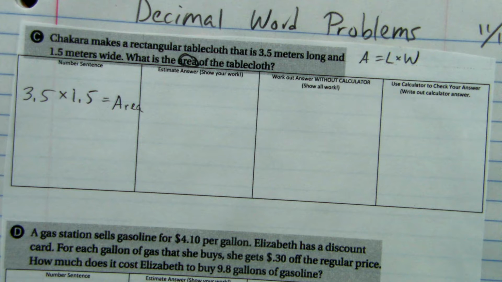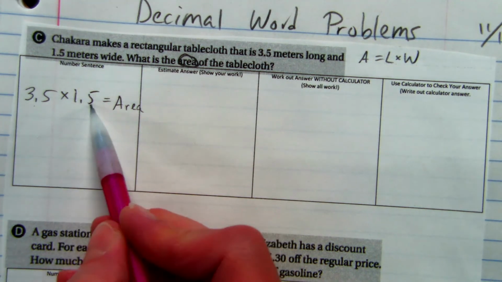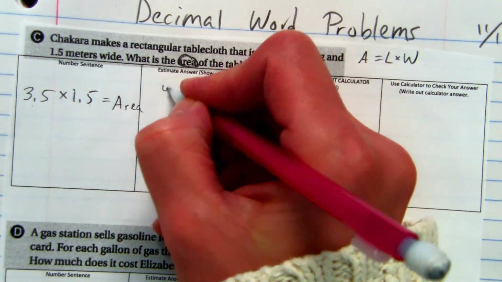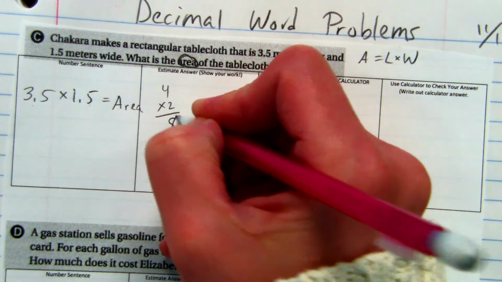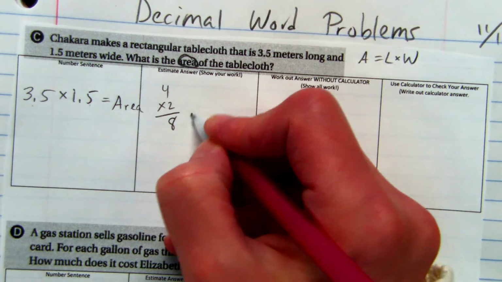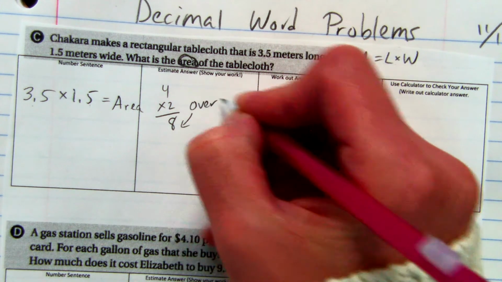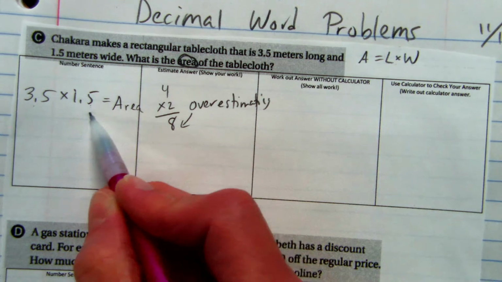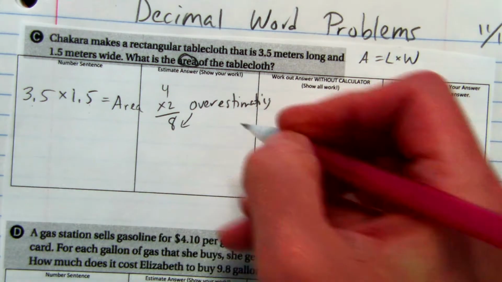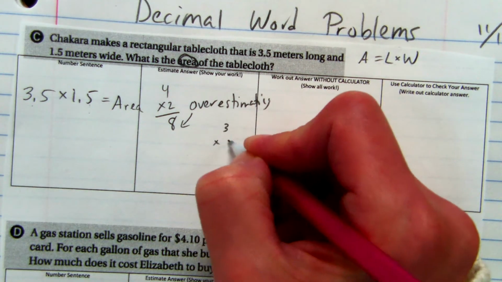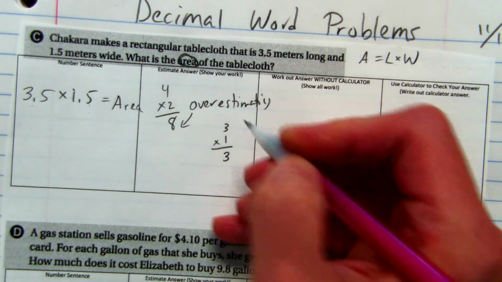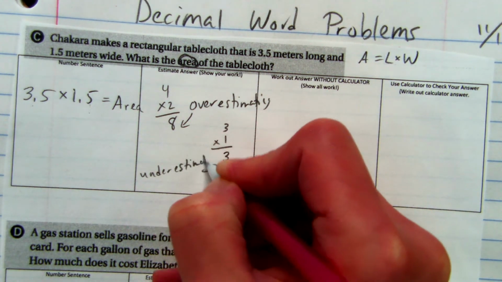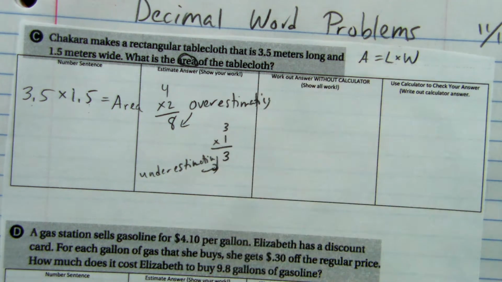Okay, so if I'm going to estimate this, let's round these off. If I round both of them up, I'll have 4 times 2, which is 8. Although we know that this is going to be overestimating because they're both 0.5s. So you can round up and do it, and then sometimes people will also round down. And this would be an underestimating. So somewhere between 3 and 8.